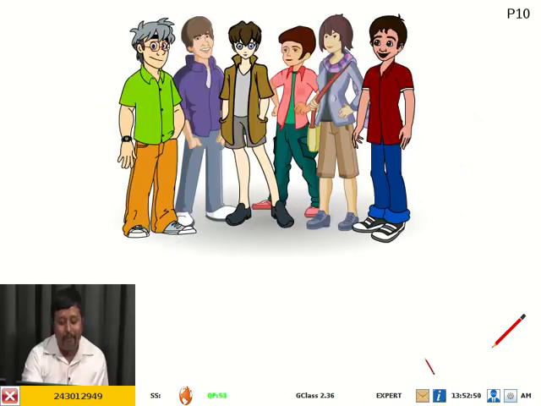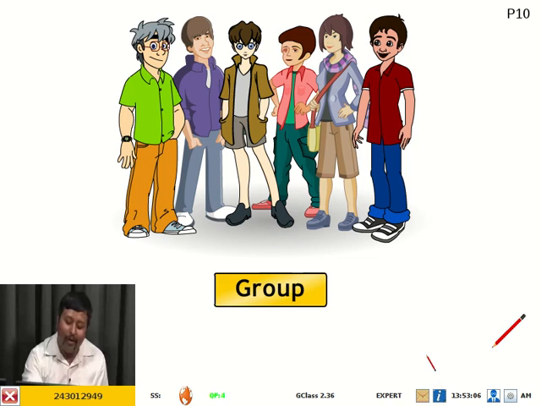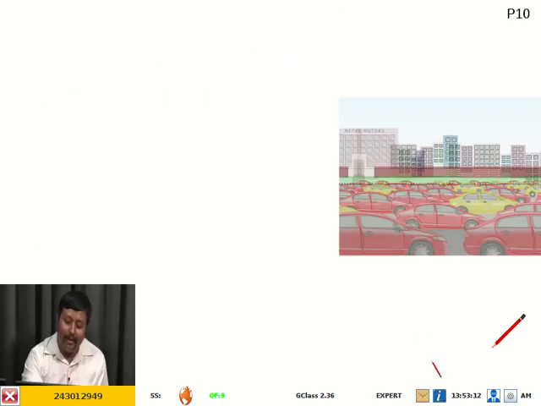Now, what's that? Boys, you all have that, yes or no? You all must be having that, you know, when a lot of boys come together, play together, stay together. That is called what? It's called the group. So this is what? A group of boys.